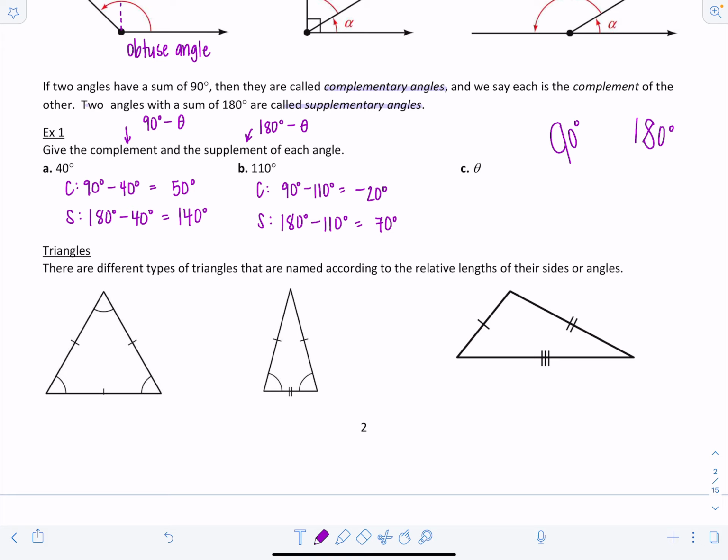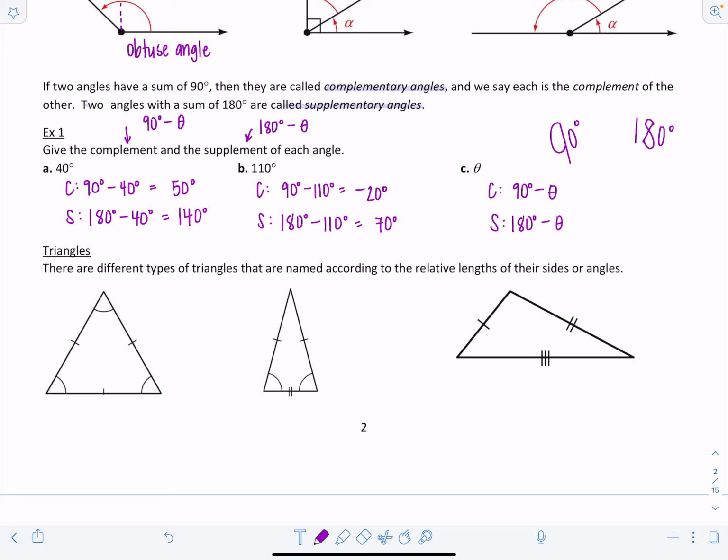Okay, last one. I sort of gave you the answer already because they didn't tell us what the angle is. They just called it theta. So our answer is going to be in terms of theta. The complement would be 90 minus whatever this theta is. And the supplement would be 180 minus whatever theta is. That's it. So we can't actually find a measure because they didn't tell us what theta was. But as soon as they do, we're ready for them.